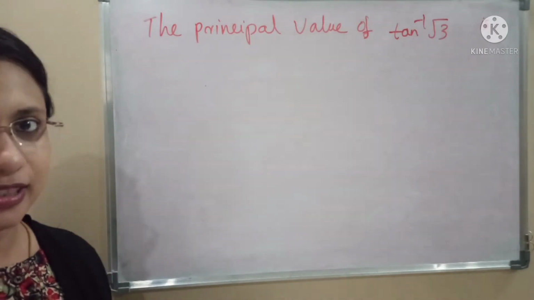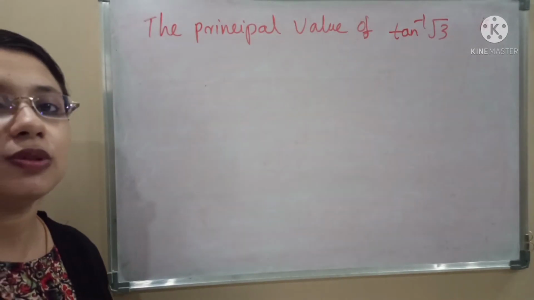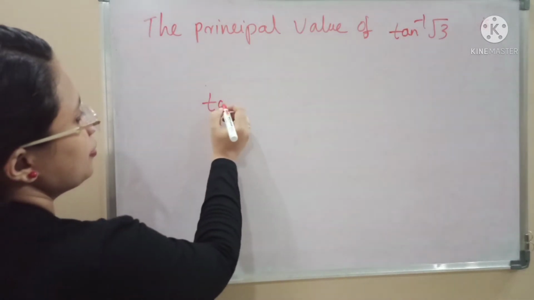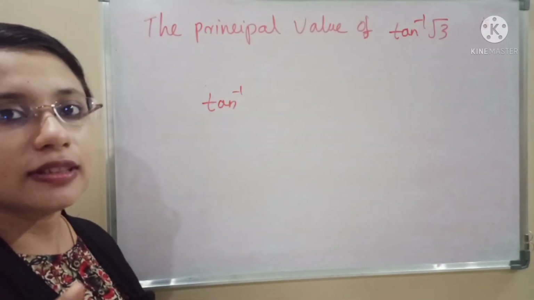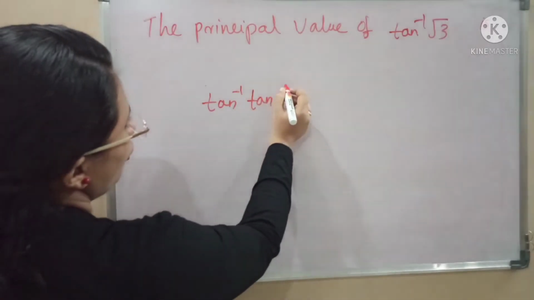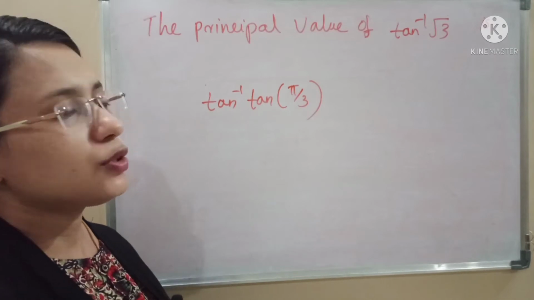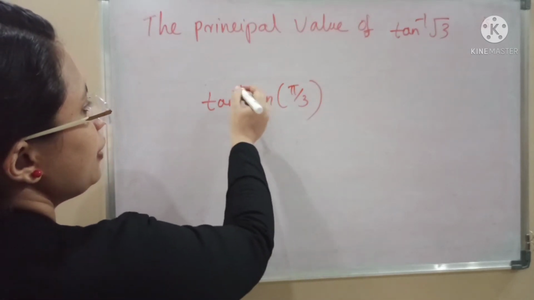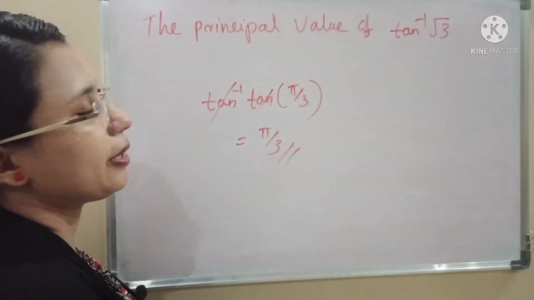Our next question is the principal value of tan inverse root 3. For tan we can directly apply the function. So tan inverse of root 3 will be tan inverse of tan of pi by 3, because tan of pi by 3 is root 3. Now tan inverse and tan will get cancelled, so the principal value is pi by 3.